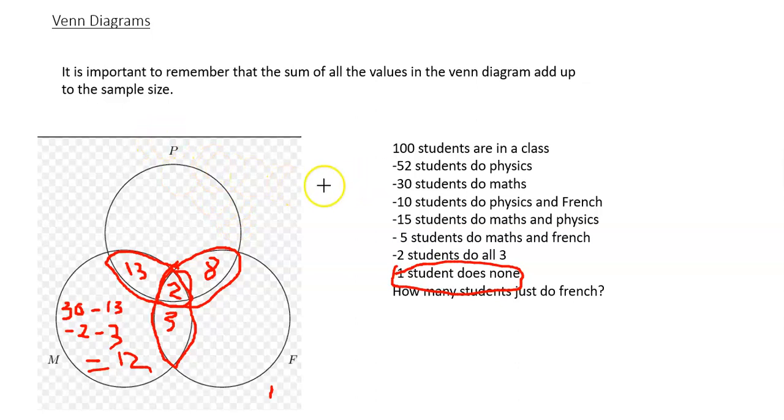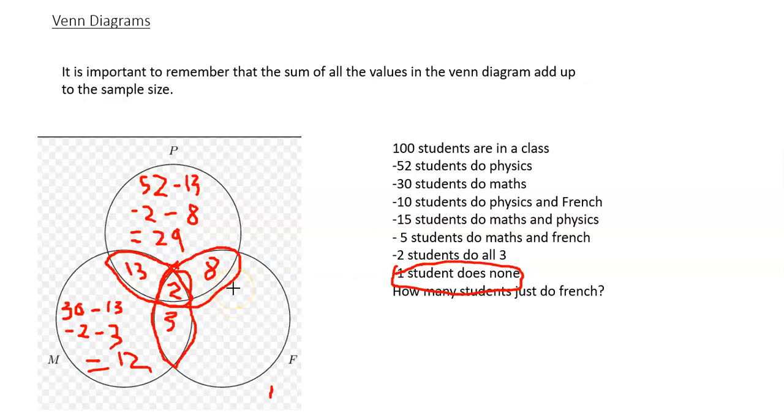Then moving on to the physics, we have 52 students. So we have a lot of students that do physics. Now if we have 52 students that do physics, we have 13 that do physics and math, so we minus 13. We have 2 that do all 3, so we minus the 2. And we have 8 that do French and physics, so we minus the 8. Through that we should get an answer of 29 students that just do physics.